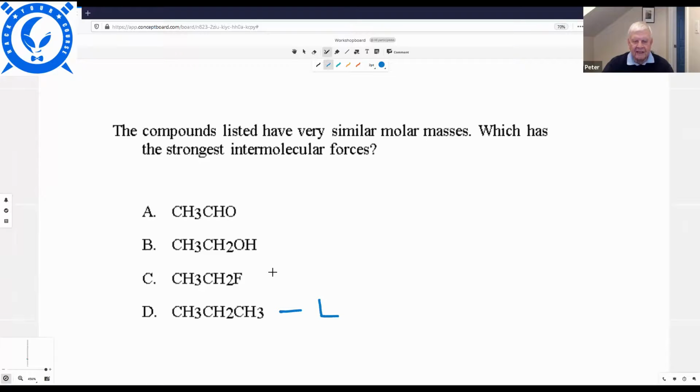So this has London forces. This has London forces. This is London forces. This is London forces. D has nothing else. It only has London forces. This particular one, you do have a polar carbon-fluorine bond. So this will have dipole-dipole interactions. Here you have a polar carbon-oxygen, oxygen-hydrogen bond. So this will also have dipole-dipole interactions, as will this guy.